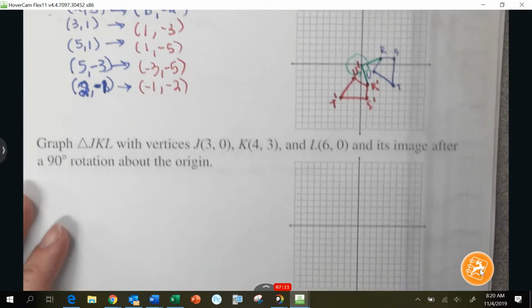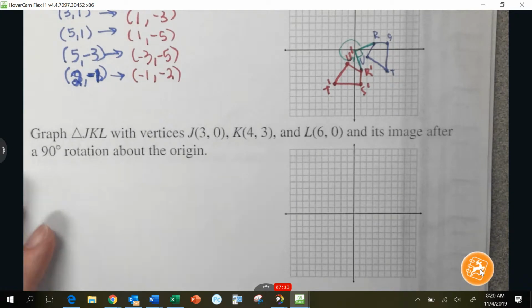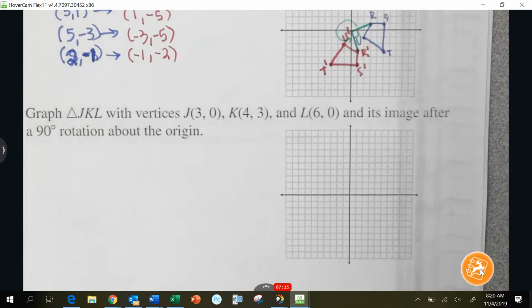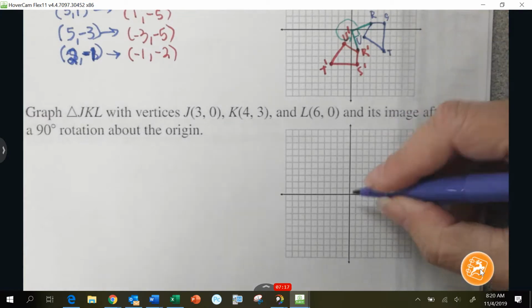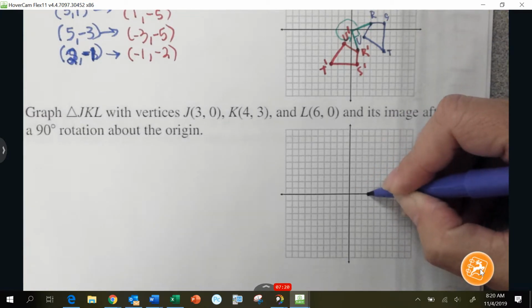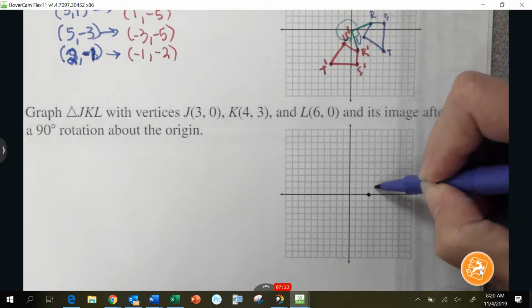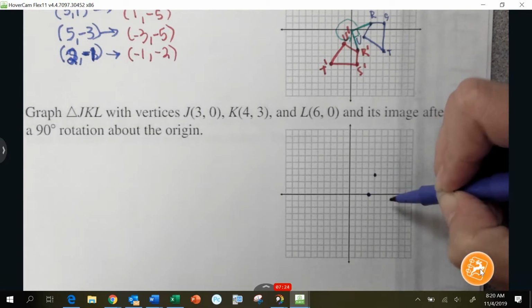Okay, try triangle JKL. Vertices at (3, 0), (4, 3), (6, 0).